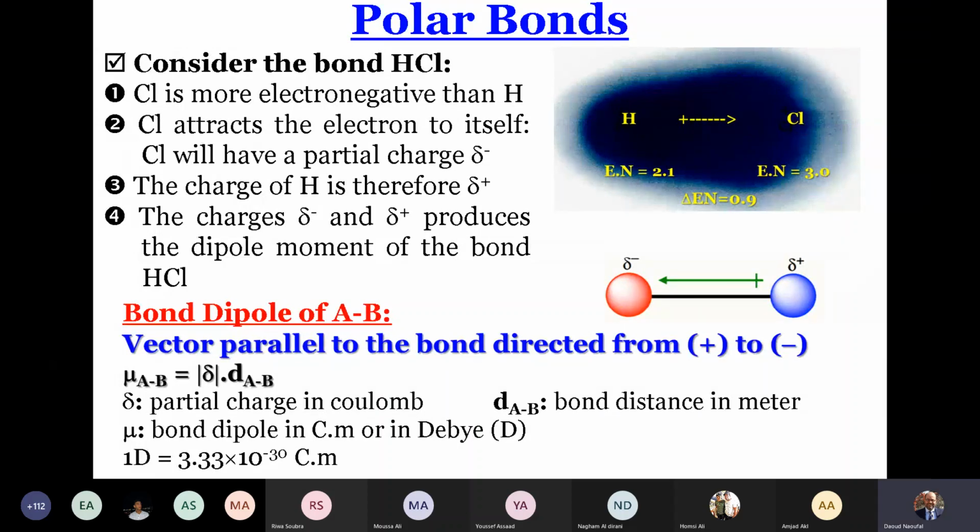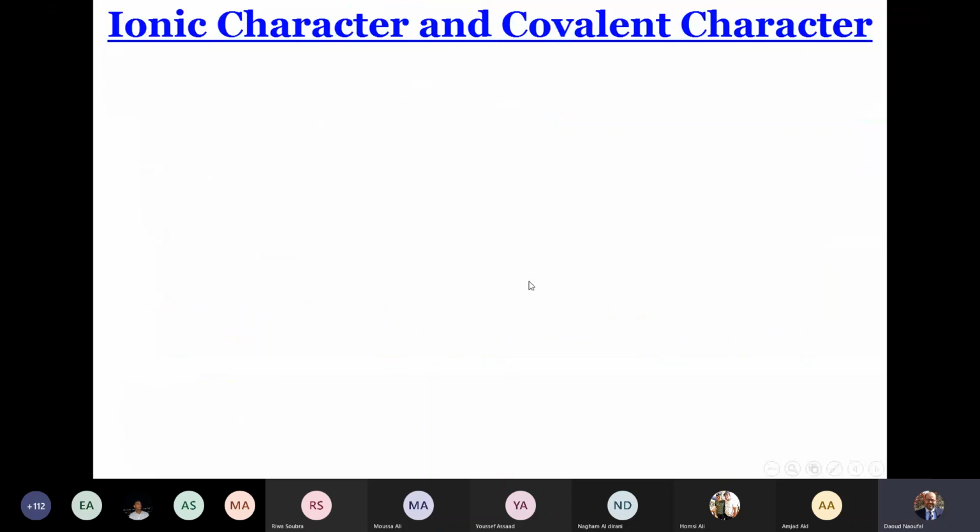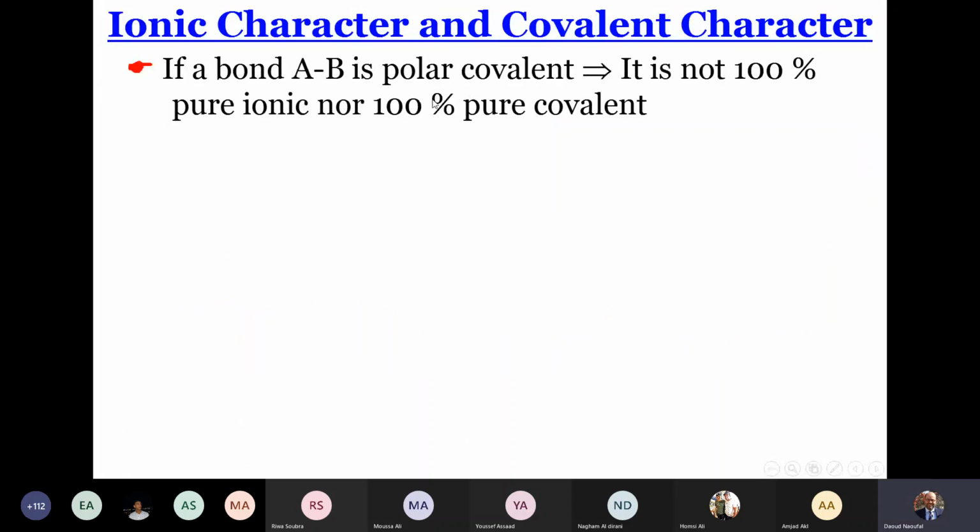Since delta EN of the bond HCl is 0.9, which is between 0.5 and 2, we have to calculate the percent ionic character and the percent covalent character of this bond, since the bond is polar covalent. Ionic character and covalent character.